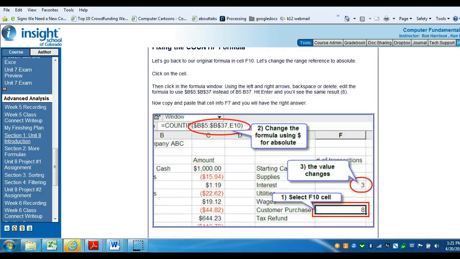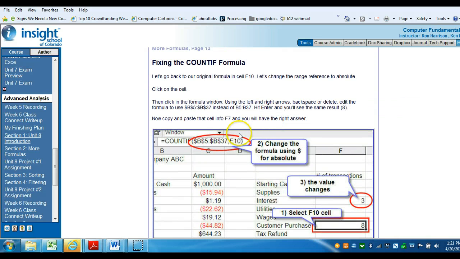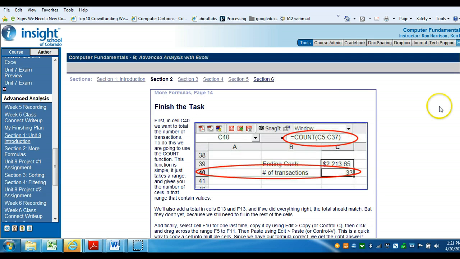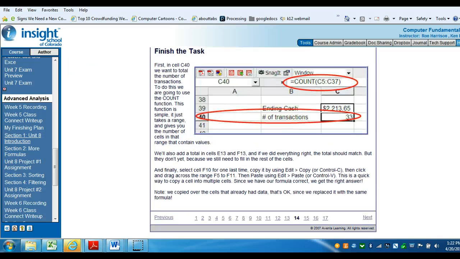COUNTIF, talked about that. So you can see, in this example she had to put the $ signs in so the math worked out the right way, and so the copying of the formulas works out the right way. And then she just went and checked to see their answers were correct.